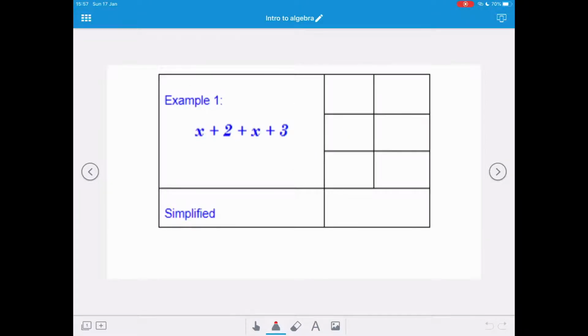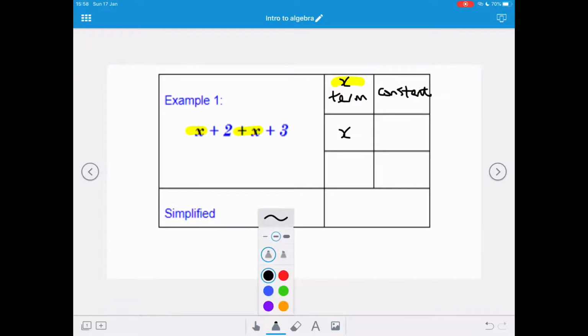Now in this example, we've got x plus 2 plus x plus 3, and we want to simplify it. We're starting with 4 terms. 2 of those terms are x terms, and we've got 2 numerical values which are constant terms. So we can use a table to help us simplify. So if we find the 2 x terms first, we've got x, and that's a positive x because it doesn't have a negative sign in front of it. And we've also got a plus x. Remember, the operator goes with the term afterwards. So we've got a plus x that we're going to combine with that x.